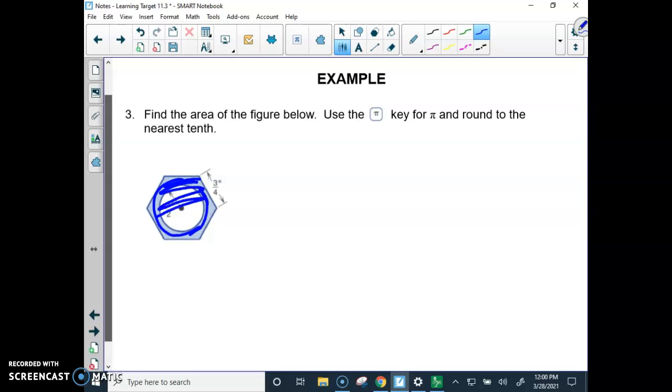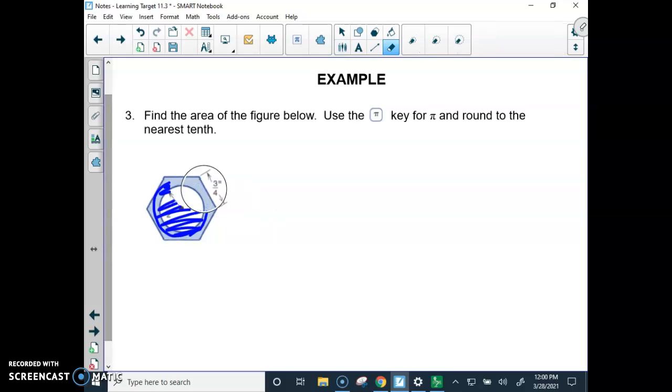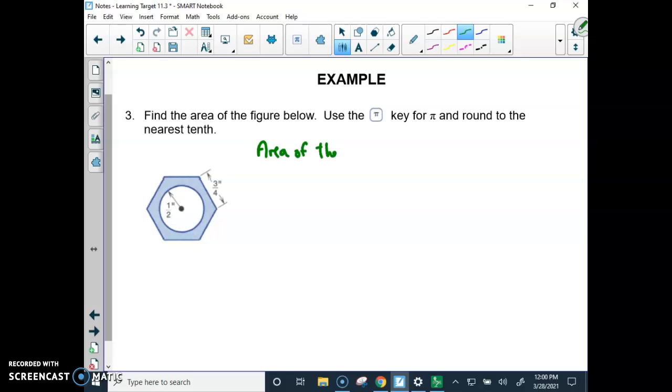So basically, we're going to take the area of the entire hexagon, and we're going to subtract out the area of the circle inside, and what should remain is that blue region. To start with, we're going to take the area of the hexagon and subtract the area of the circle. If you remember, the area of a hexagon is equal to 2.598 times a side squared.